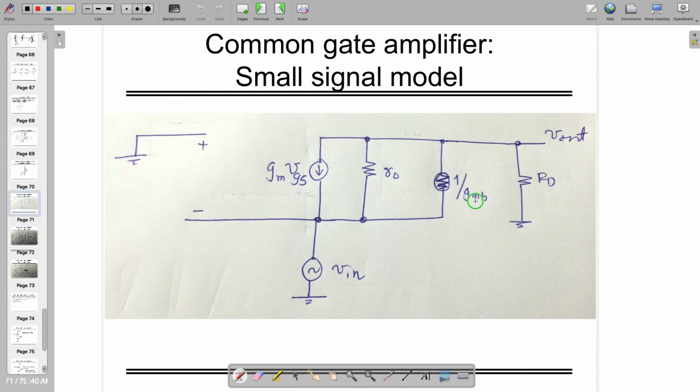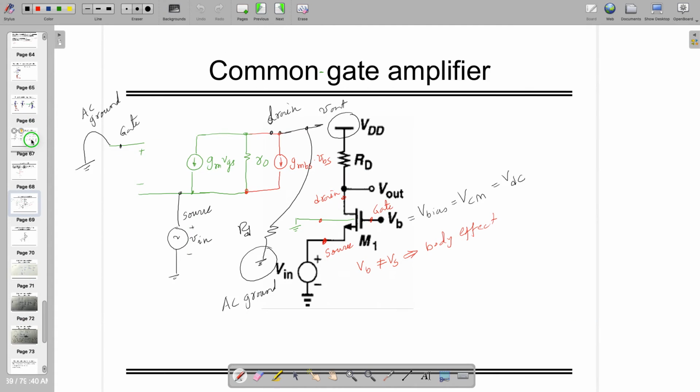So I replace that gmbs, gmb times Vbs. Some books write gmb, some books write gmbs. Both are the same. Both are body effect transconductance. So I replace that with a resistance whose value is 1 by gmb, and one current is already flowing from here. So now you have to tell me the current.